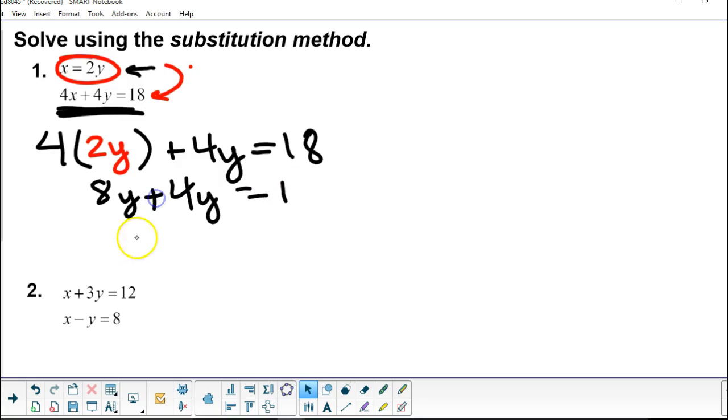8y plus 4y equals 18, as we were saying.